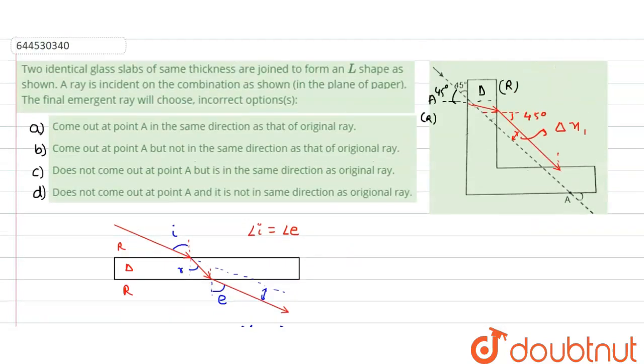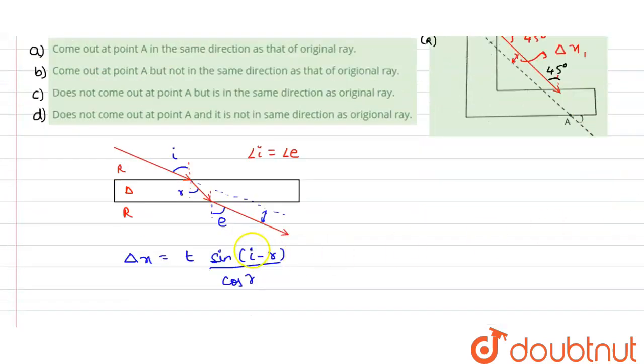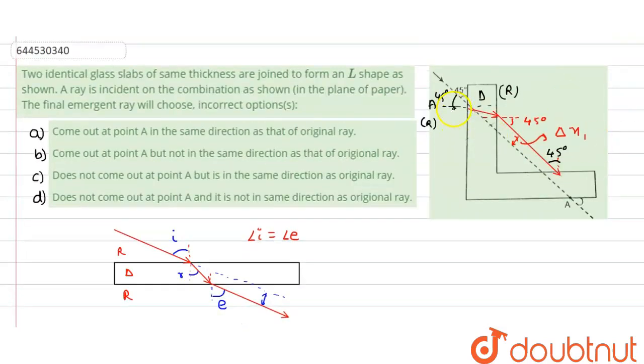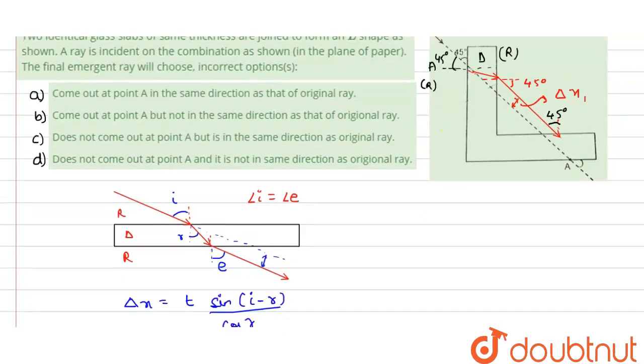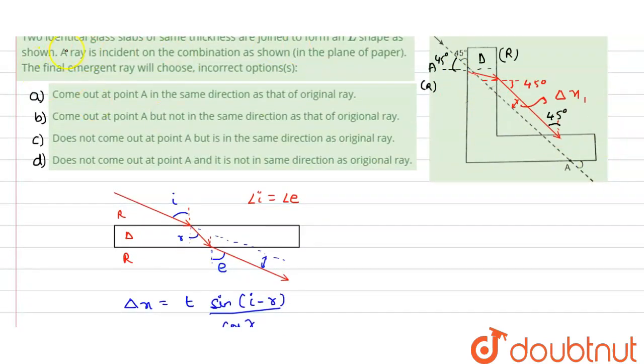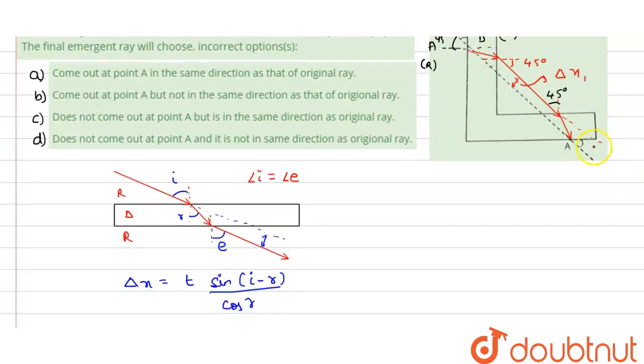Now, if refraction takes place here, what is the angle of incidence? From the geometry, this angle is 45 degrees, and this interior alternate angle is also 45 degrees, so the total is 90. The angle of incidence is the same as for the previous surface, and the thickness is also the same. So the ray bends towards the normal and follows the same path, because in this situation also the lateral shift is the same.